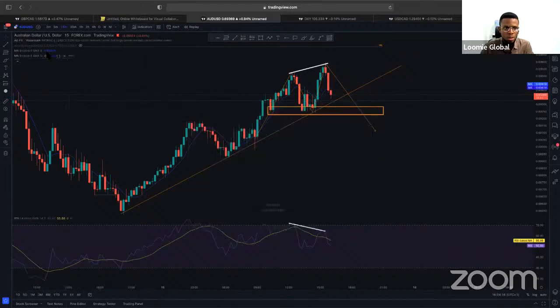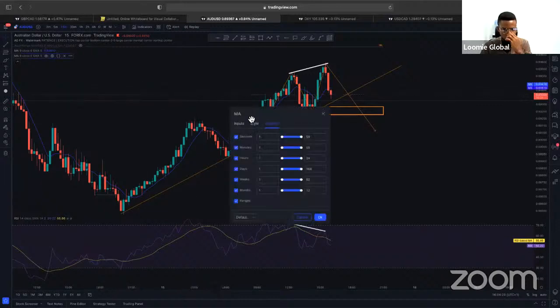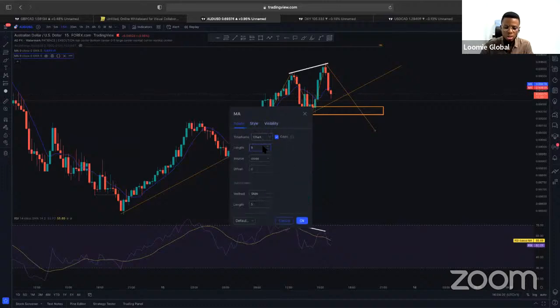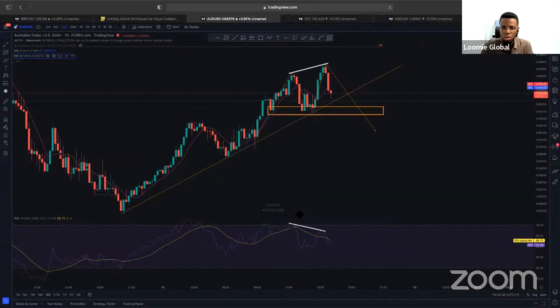Okay, and so we have. Let me change the values of these moving averages. I'm going to make this red, and I'm going to change this period. So let us use our 20 and 10. This is going to be the 20-day moving average, and then the blue is going to be the 10-day moving average.